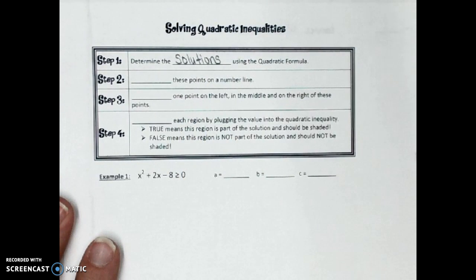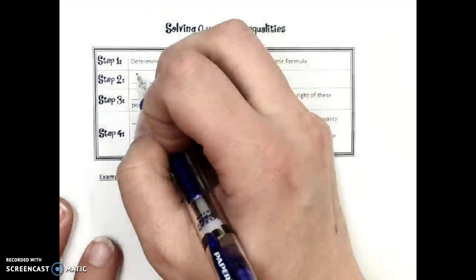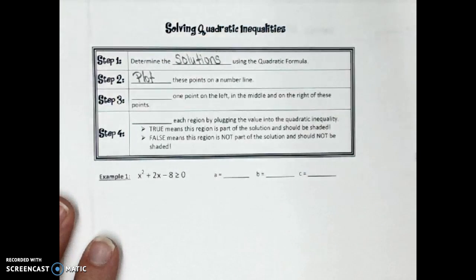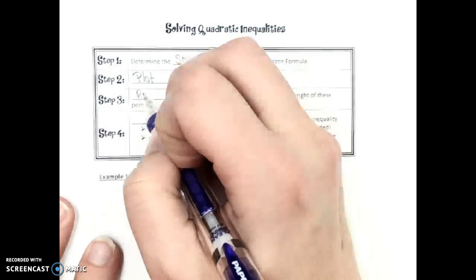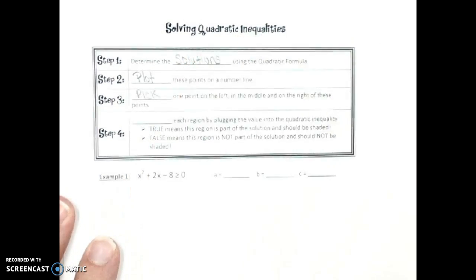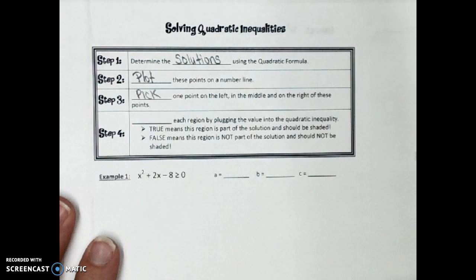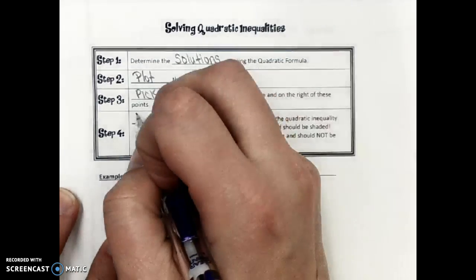Step 2, you're going to plot these points on a number line. And you're actually going to draw a number line and graph the points. Next, you're going to pick one point on the left, one in the middle, and one to the right of the points that you found in steps 1 and 2. And finally, you need to test each region.